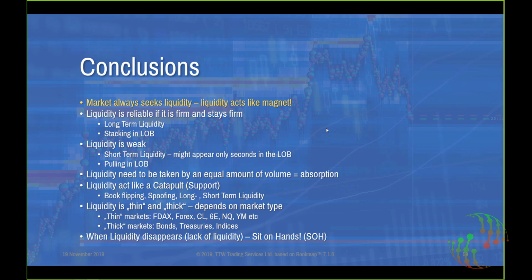Liquidity is weak if it is short-term liquidity, because then it acts as support or resistance. I have a picture here on a slide, which shows that the price is always seeking the path of least resistance. Liquidity is weak when it is short-term, because it's only supportive. Liquidity is used to push the volume, to push the traders towards a certain price level. And liquidity is weak if you see pulling in the limit order book.